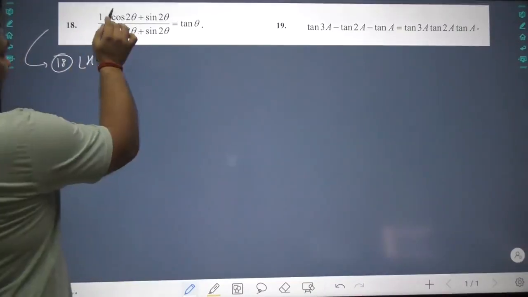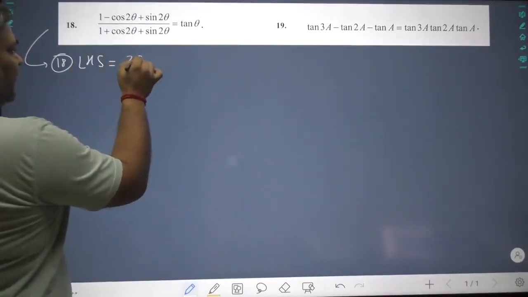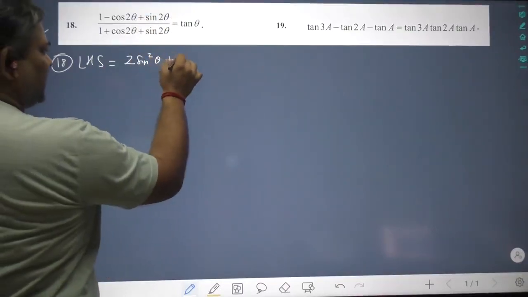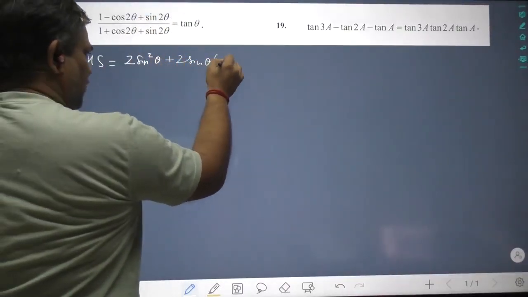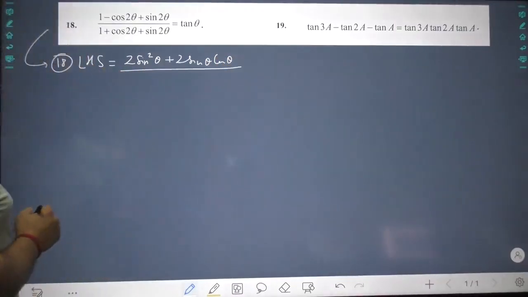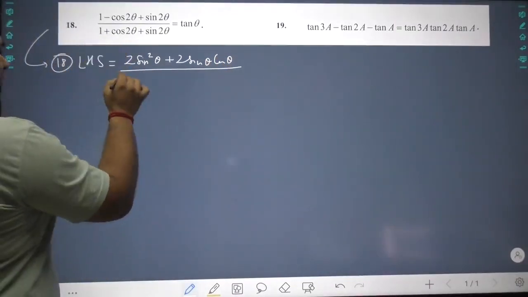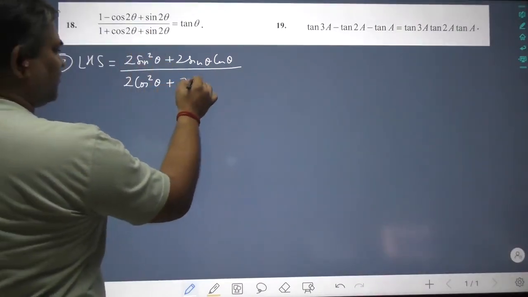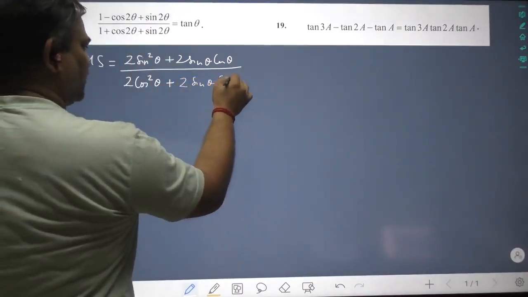Oh, we have 1 minus cos 2 theta, so it becomes 2 sine square theta. Let us break down this sine 2 theta. It is 2 sine theta cos theta. 1 plus cos 2 theta is 2 cos square theta. Break down sine 2 theta, 2 sine theta cos theta.